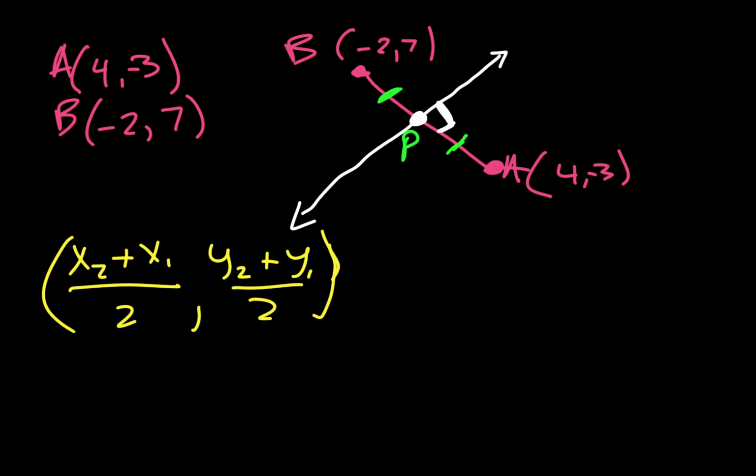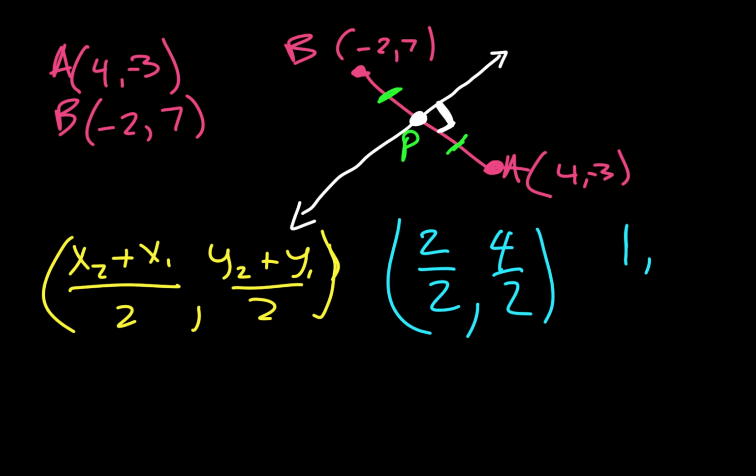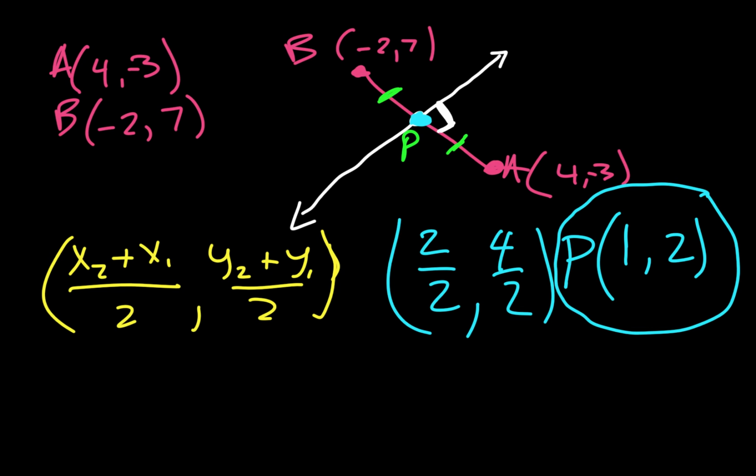It's 4 plus negative 2, or 4 minus 2, and we just get a 2. And so it's 2 over 2. And then we have negative 3 and 7, so that's going to give us a 4, and that's over 2. And so when we simplify those, we get 1, 2. Okay, so this is our midpoint, or this is point P on our diagram, right there. And so we know where the line is going to cross to make it a bisector.